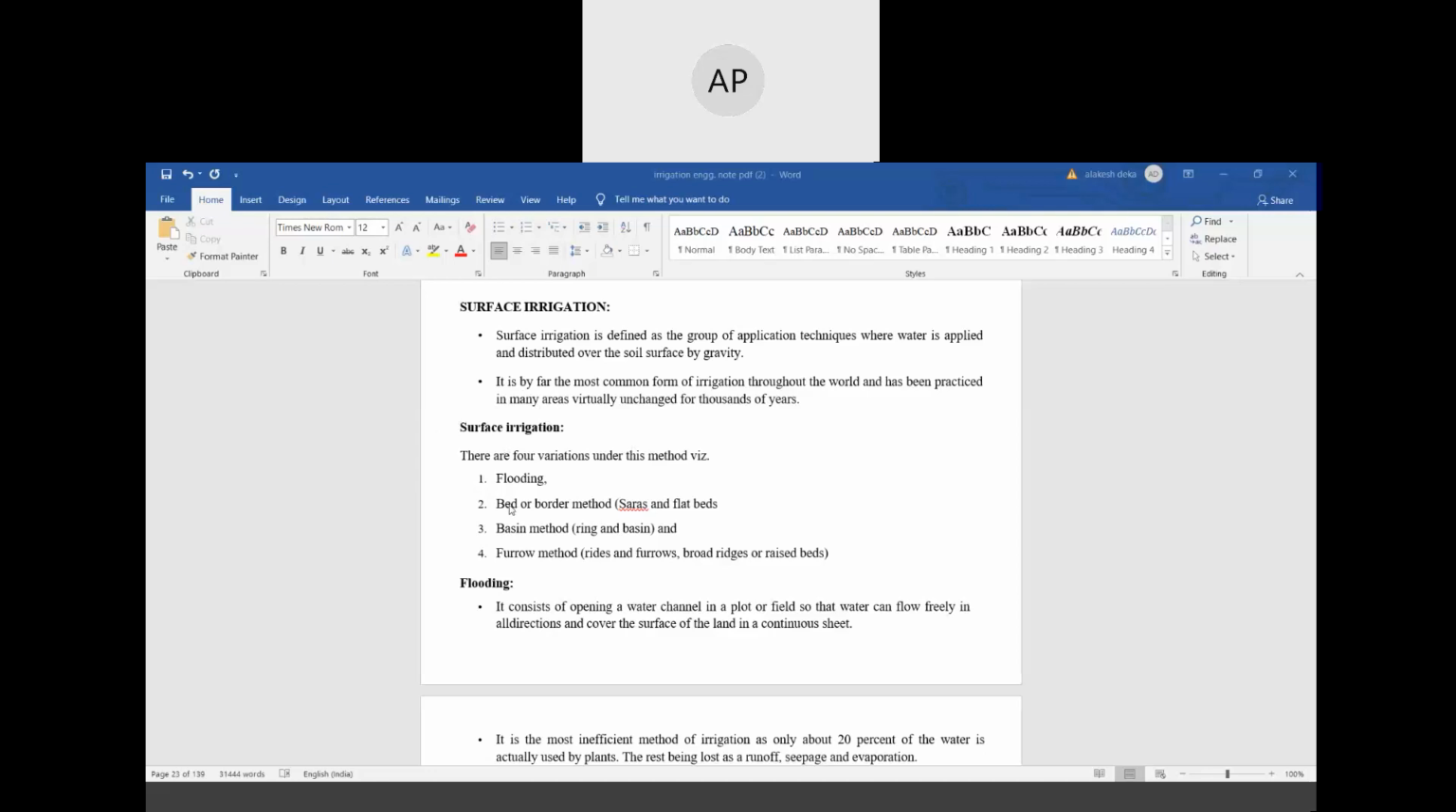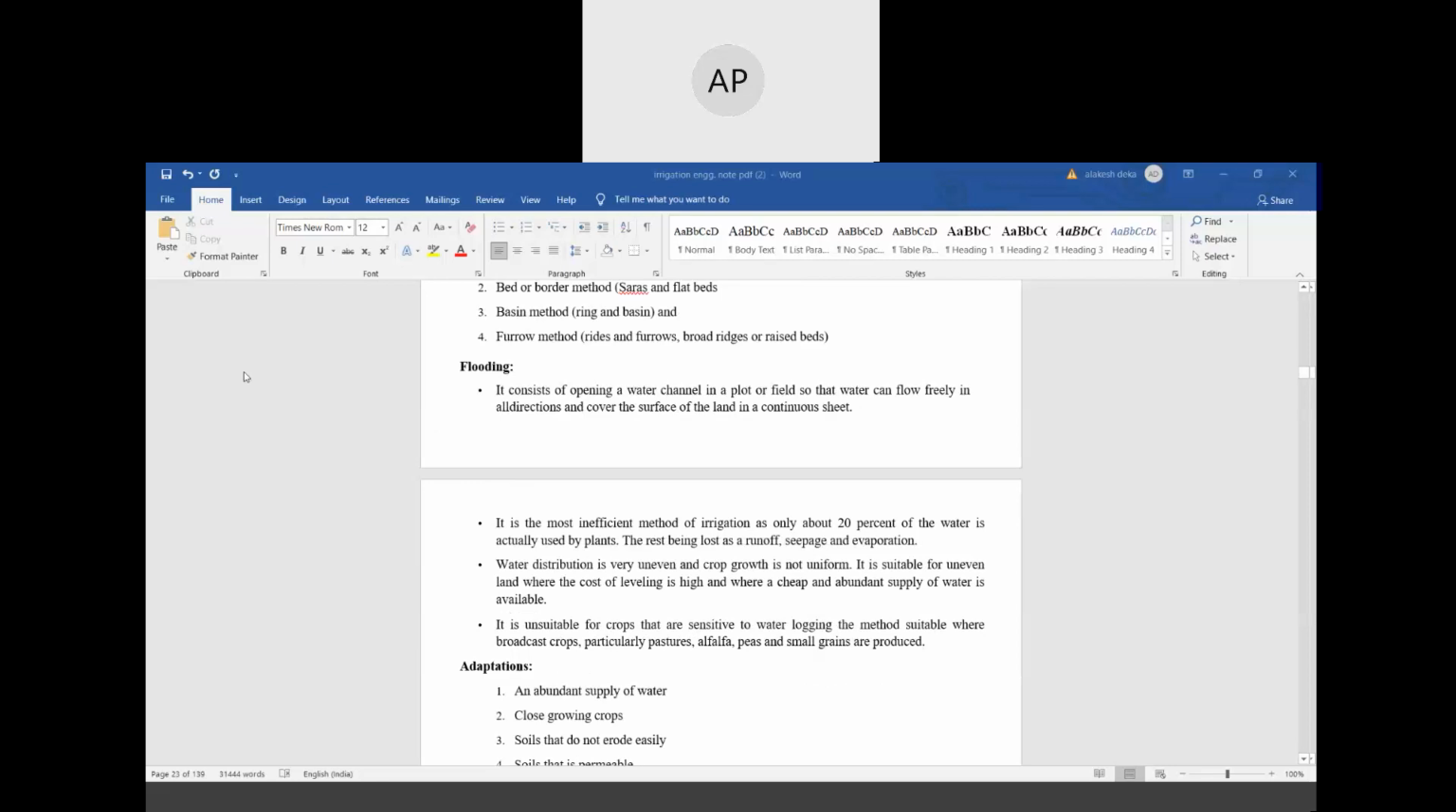Number one is flooding. Flooding consists of opening a water channel in a plot or field so that water can flow freely in all directions and cover the surface of the land in a continuous sheet. It is the most inefficient method of irrigation, as only 20% of water is actually used by plants, the rest being lost as runoff, seepage and evaporation. Water distribution is very uneven and crop growth is not uniform here.